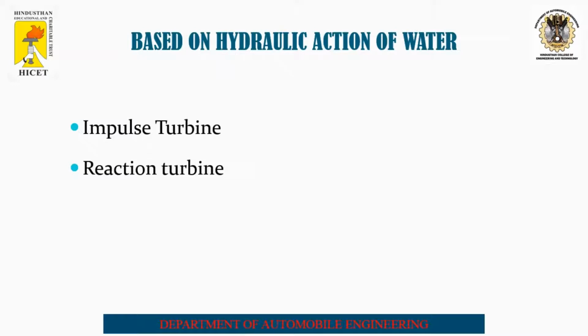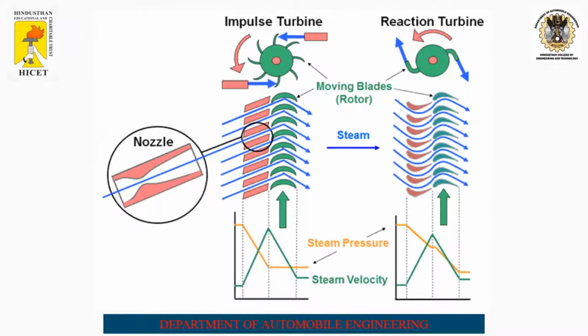Based on the hydraulic action of water, we have two different turbines: one is the impulse turbine, whereas the other is the reaction turbine. Here we have a diagram which clearly shows the difference between the impulse turbine and the reaction turbine. As we can see, the impulse turbine uses the impulse force of water hitting the blades, and this is converted to some form of mechanical energy.